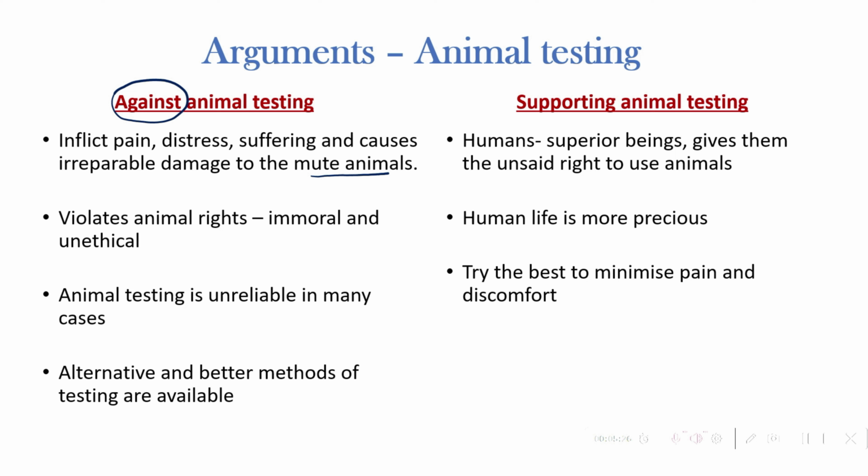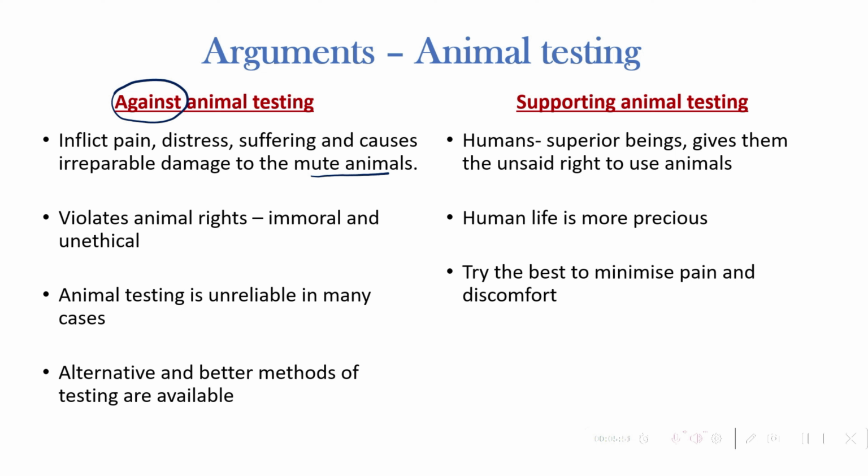The second is it violates animal rights. See, animals have not given us their consent and we are using them against their will. Just because we are above them in the food chain, it does not give us the right to use the animals the way we want to. It is immoral and unethical.